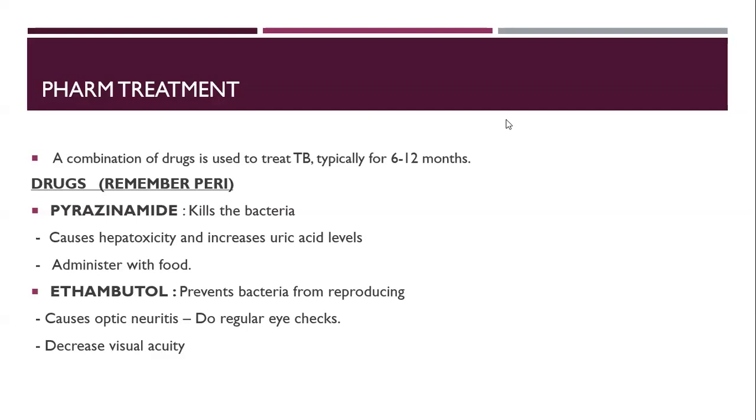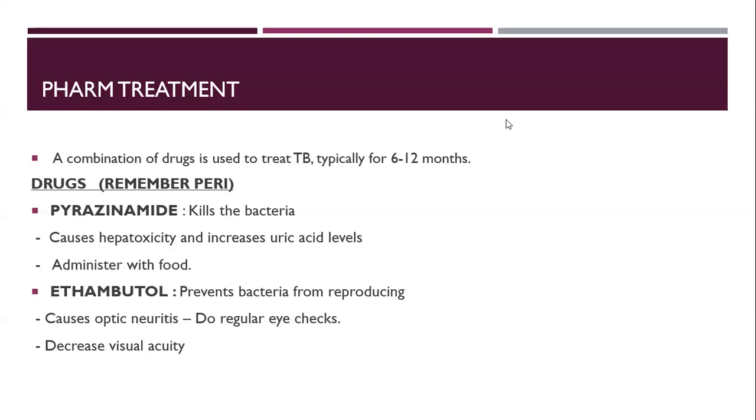You don't give this drug in liver cirrhosis. Don't combine this drug with paracetamol. You will kill the liver, because paracetamol also causes hepatotoxicity. So every drug you know that causes hepatotoxicity, don't combine it with pyrazinamide. It's a no-go area. And don't give this drug in liver cirrhosis. So it causes hepatotoxicity and increases uric acid level.